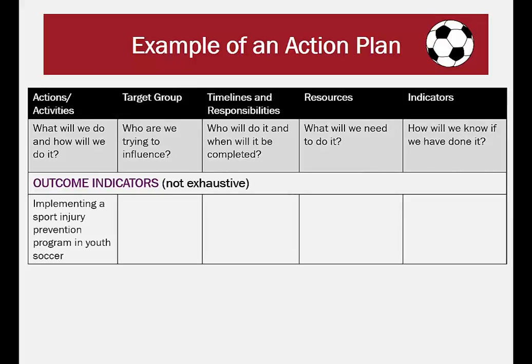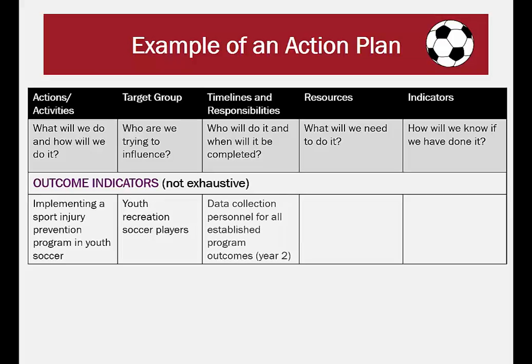Action/activities and target group will still be the same. Timelines and responsibilities. In Year 2, data collection personnel will be needed for all established program outcomes. Resources. The resources needed are research assistants to collect ongoing data. Indicators. The indicator of a successful program will be a reduction in injury in the training group.